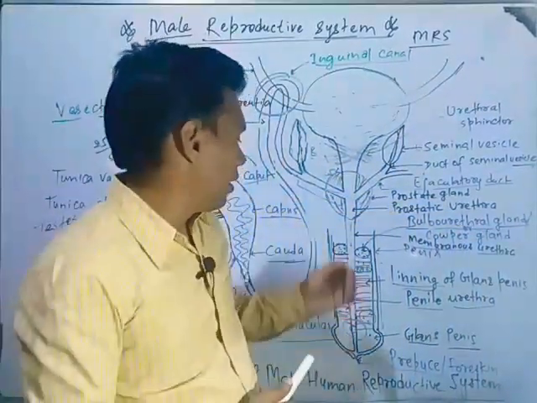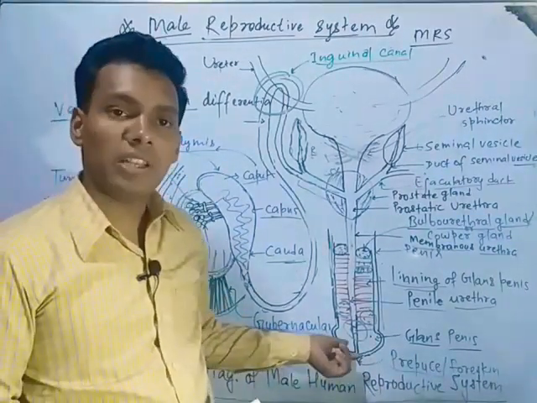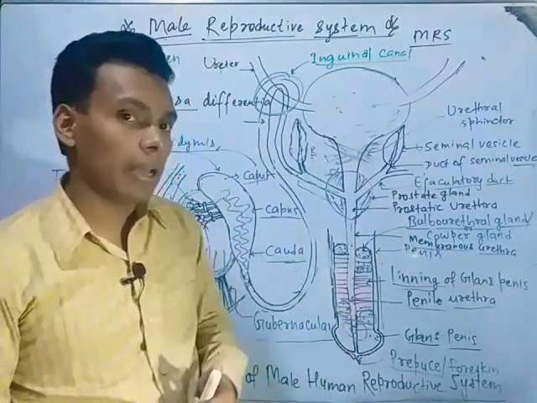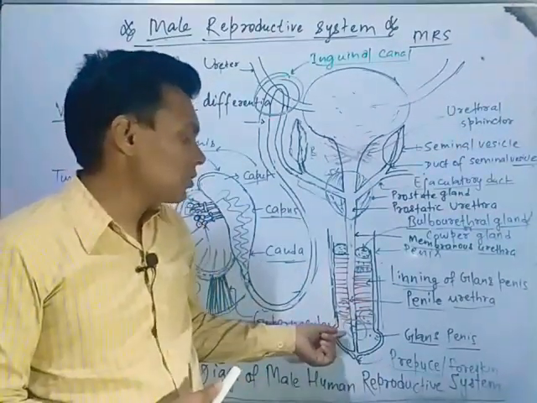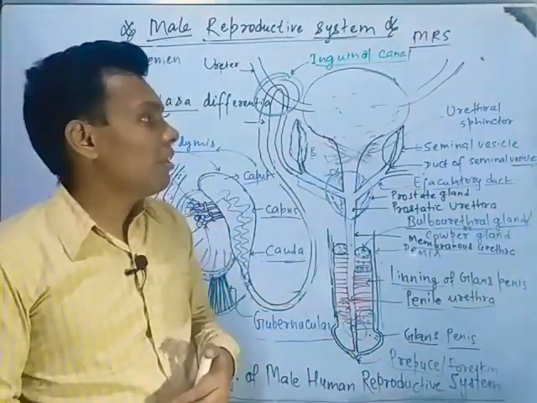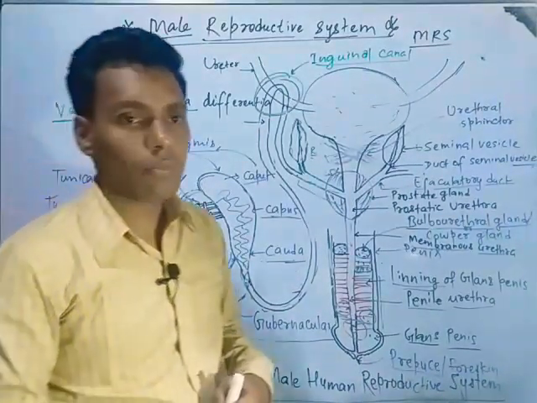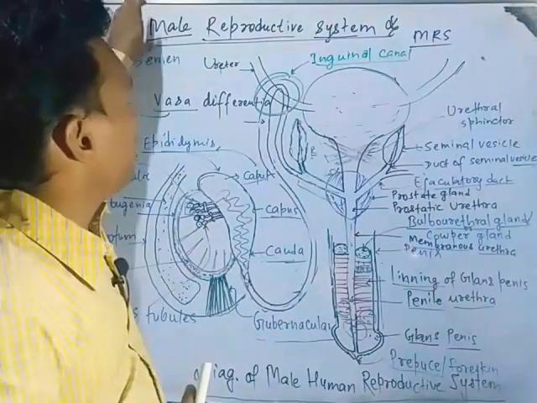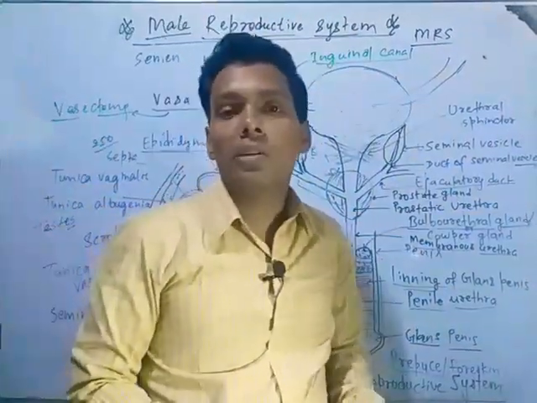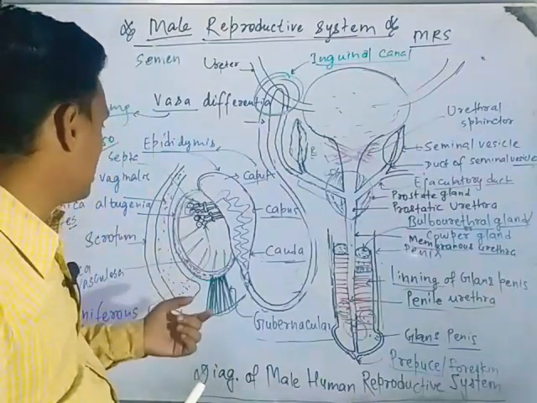Third, the external male genitalia refers to the penis. The penis is called the external male genitalia. We will describe it later, one by one. First of all, we will study the male reproductive system in sequence.